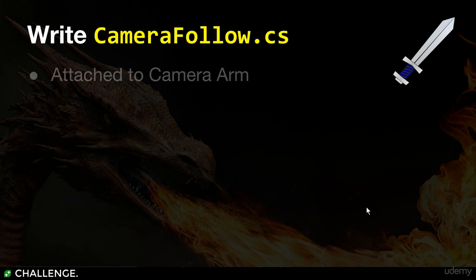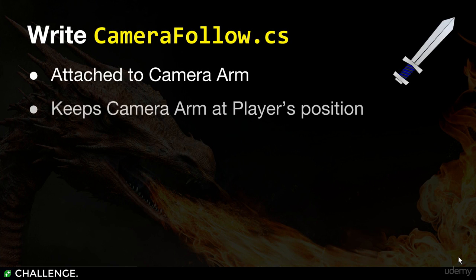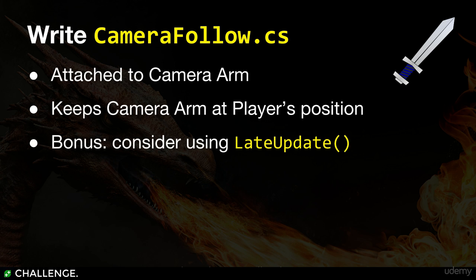Write camerafollow.cs. Attached to the camera arm, well, we've already done that, keeps the camera arm at the player's position. That's all it needs to do, is keep that camera arm object in the same position as the player. Pretty simple. And as a bonus, consider doing this in late update rather than update.